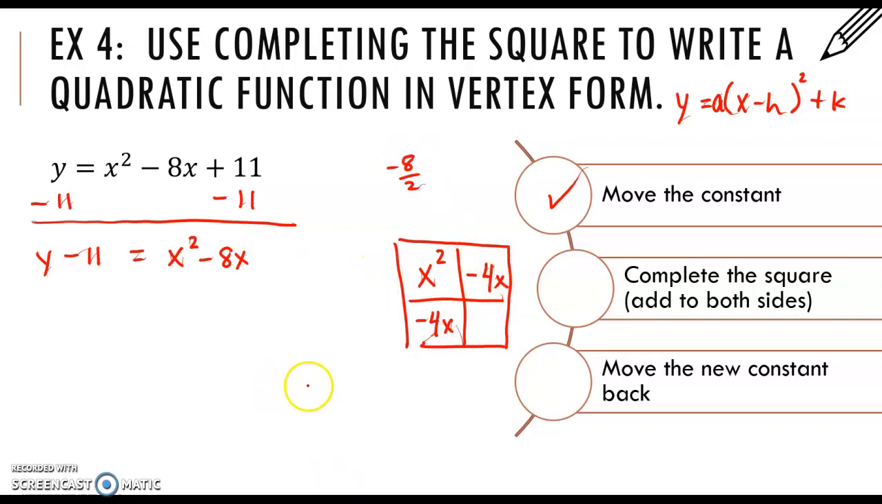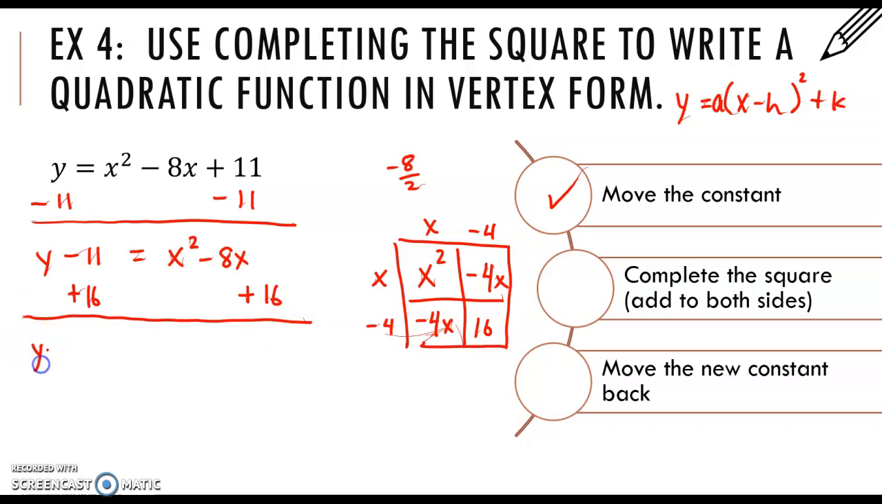Then we work on the outsides of the box, so this would be x, and this would be negative 4 in order to make that multiply to be negative 4x. This would be x, and this would be negative 4. Since negative 4 times negative 4 is 16, in order to complete the square we need to add 16 to the right-hand side of the equation. Anytime you add a number to one side of the equation, you have to add it to the other side as well. So we're going to add 16 to both sides of our equation.